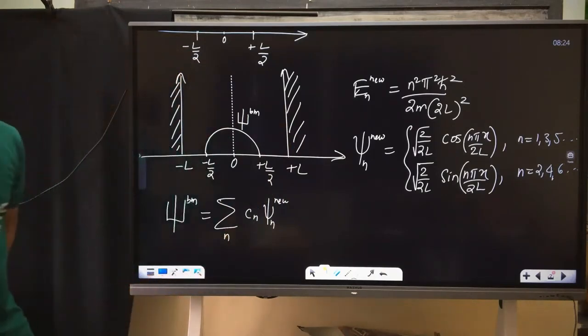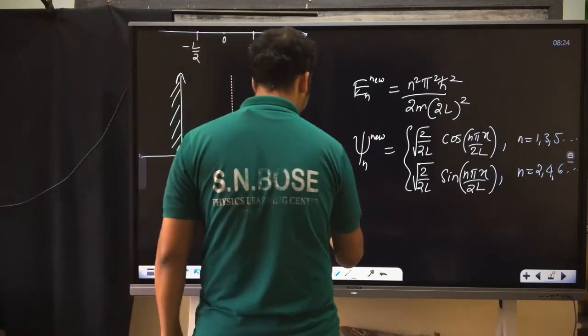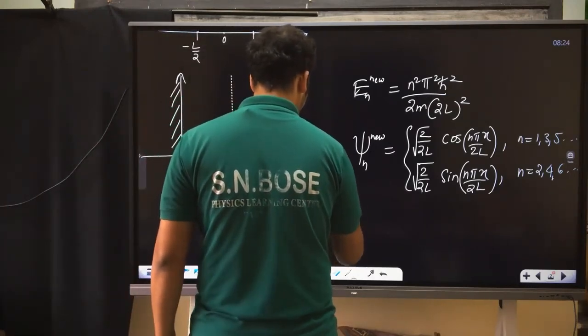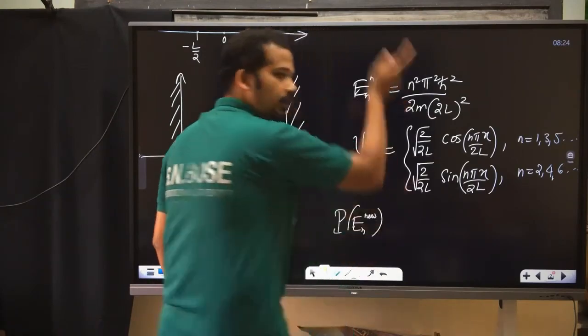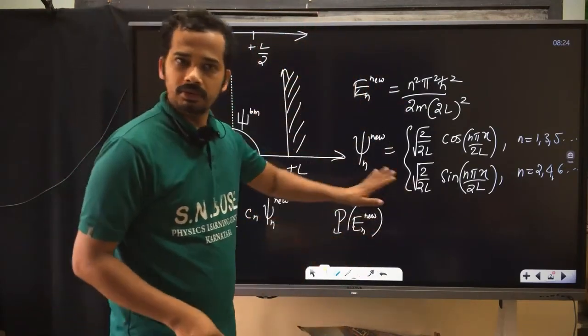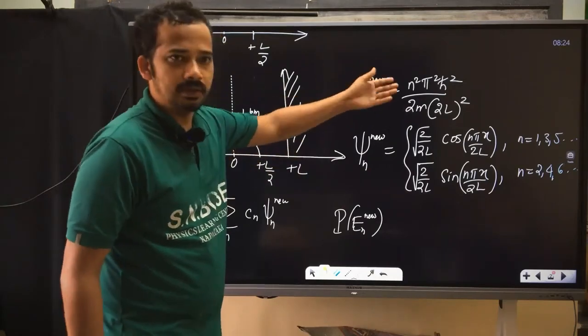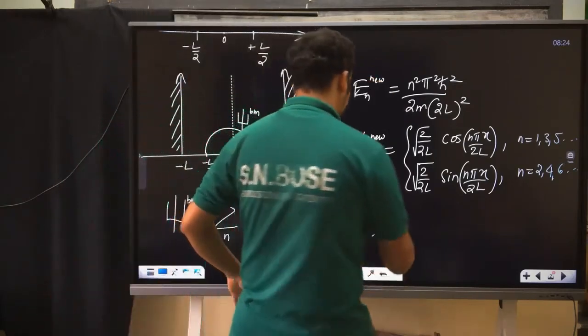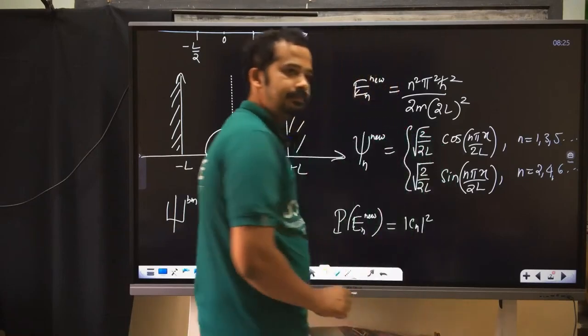Is that okay? That can be expanded as Cn psi n nu. Now, what is the probability of getting some En nu? Don't expect any old box eigenvalue. Now the system is a particle trapped between minus L to plus L. You should get these eigenvalues. Isn't it? That's equal to mod Cn square.